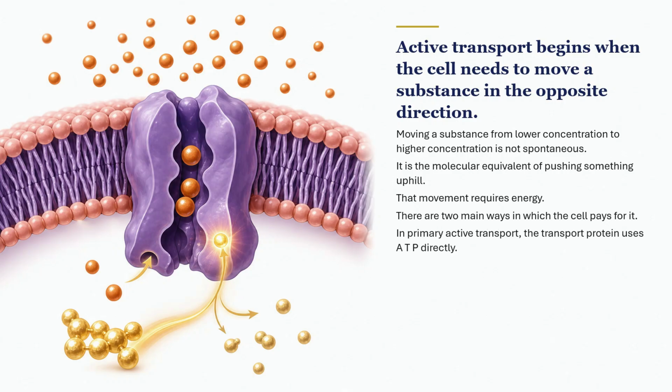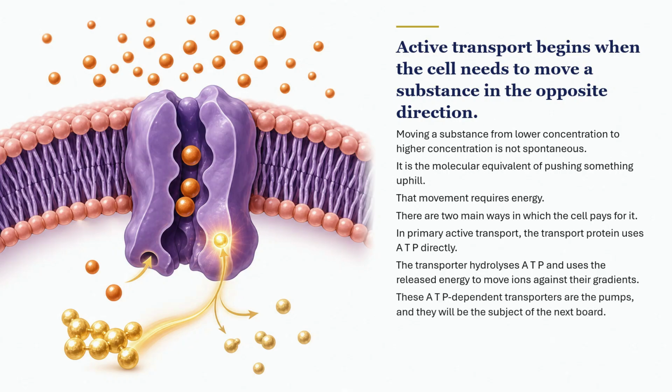In primary active transport, the transport protein uses ATP directly. The transporter hydrolyzes ATP and uses the released energy to move ions against their gradients. These ATP-dependent transporters are the pumps, and they will be the subject of the next board.